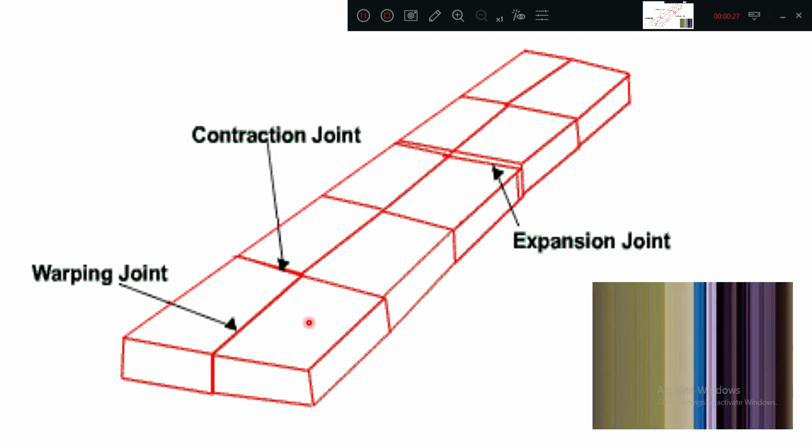In between the panel itself there are some more joints coming. These are called contraction joints. The spacing between two contraction joints is very small when compared to the expansion joint spacing. From this edge to this edge is called LE, the spacing of expansion joint, from here to here. Now this is the spacing between contraction joints, and that is the spacing between expansion joints.